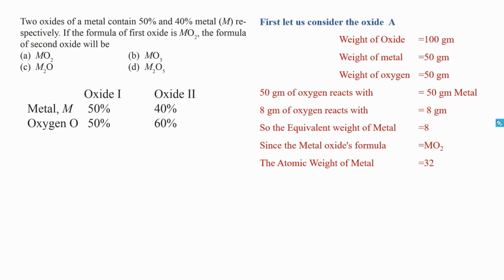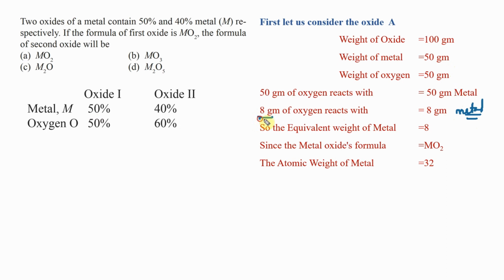I have it already typed here so that it's easy for you to read. Take the first oxide. Taking the weight of oxide as 100 grams, it is 50 gram and 50 gram. This is very simple. I've always asked you to take 100 grams. 50 grams oxygen reacts with 50 grams metal, correct? 8 grams oxygen will react with 8 gram metal. Why am I going for 8 gram?